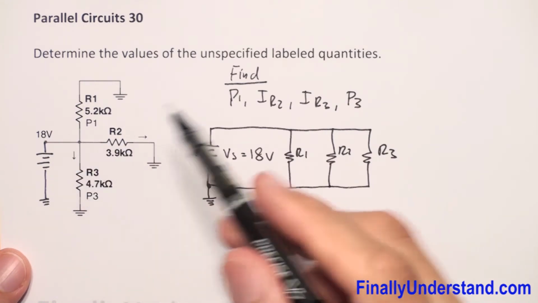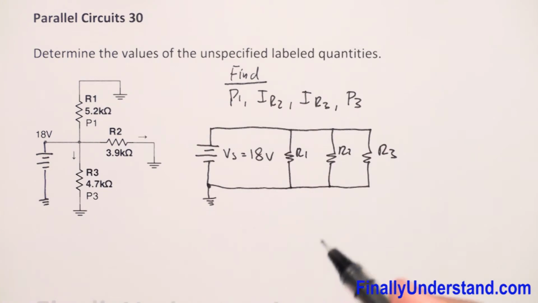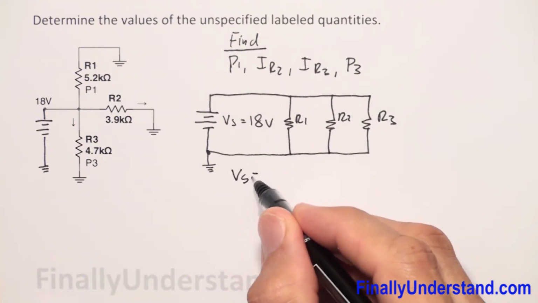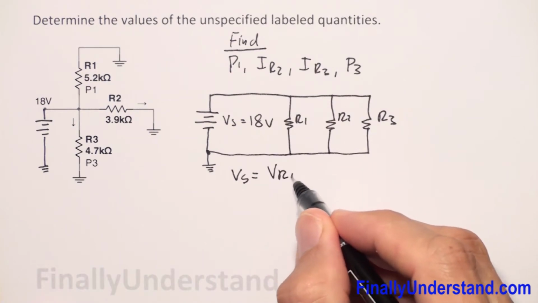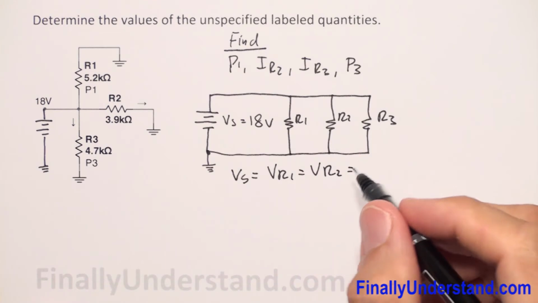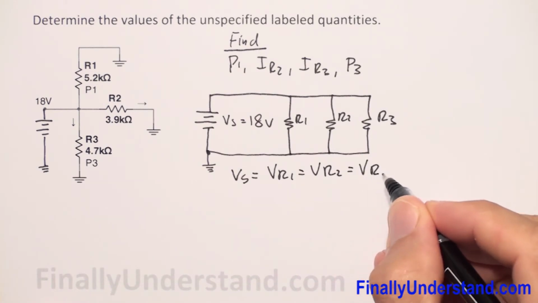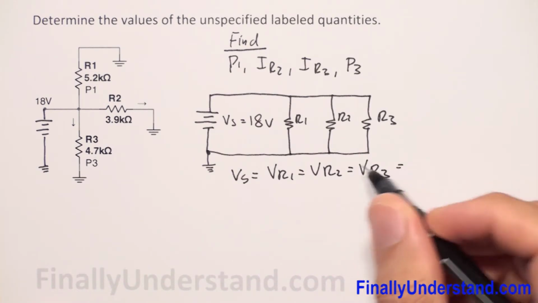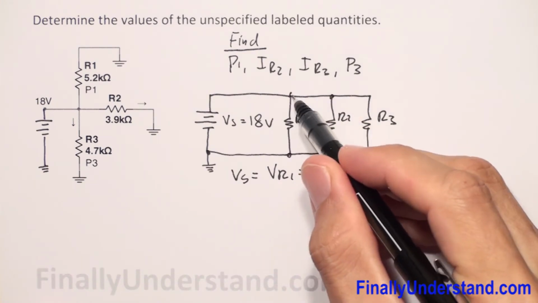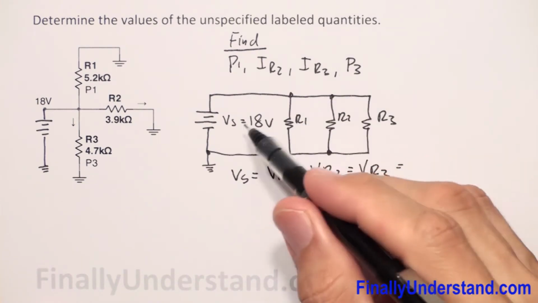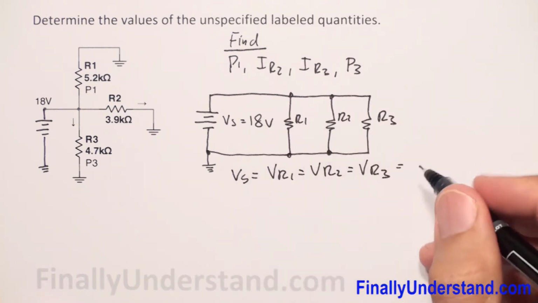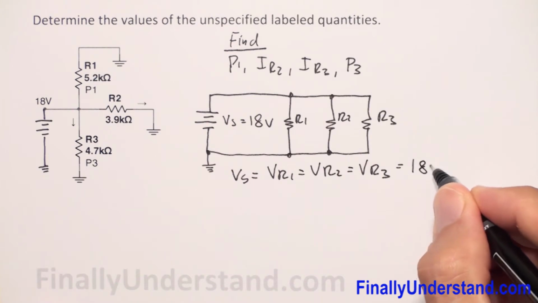We have given voltages. I can say one voltage. You have to keep in mind that the voltage source is equal to VR1. This is also equal to VR2. This is also equal to VR3, because this is a parallel circuit. In a parallel circuit, the voltage across each component is equal to the voltage source, like we have in this case. And this is equal to 18 volts.